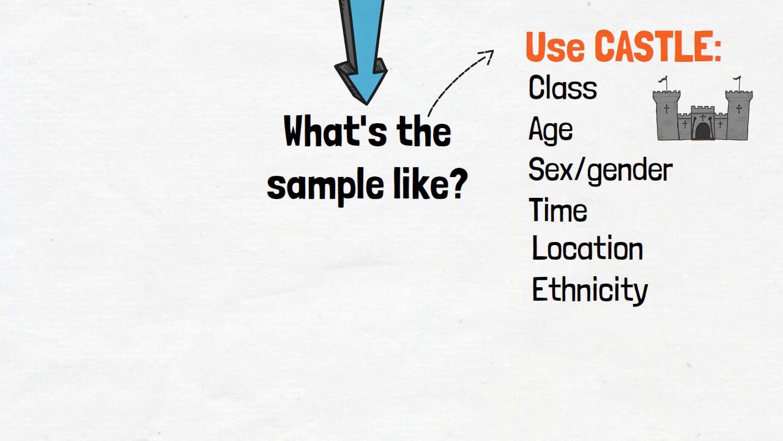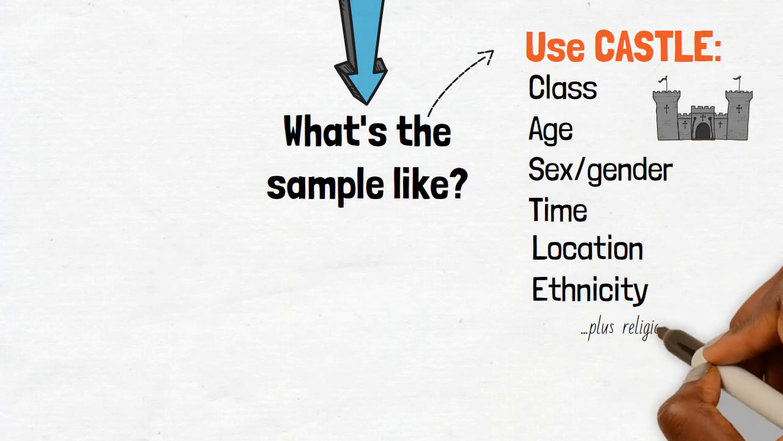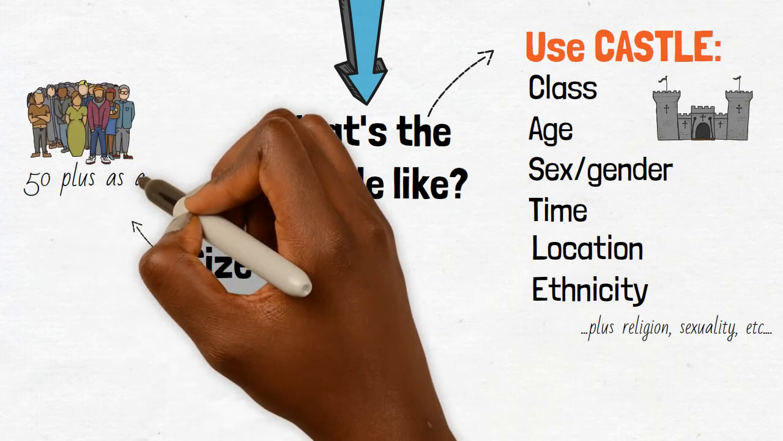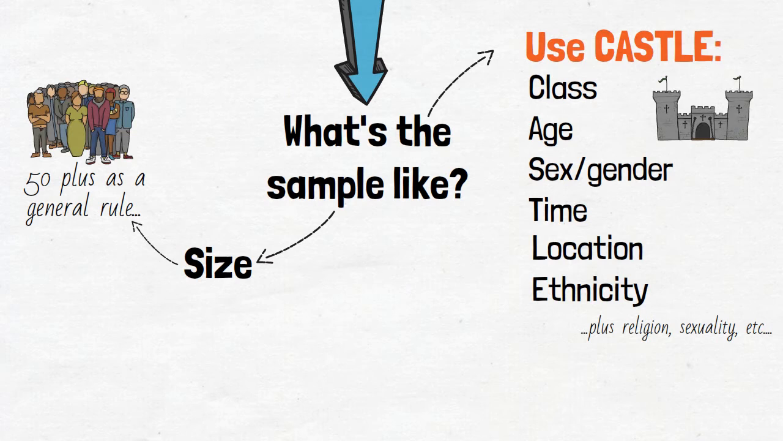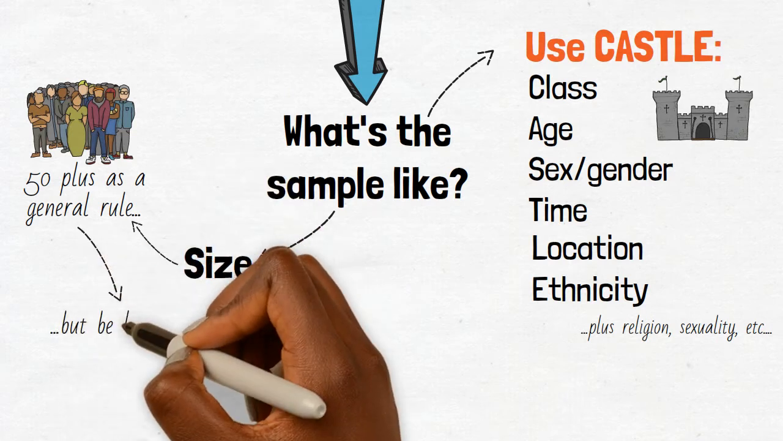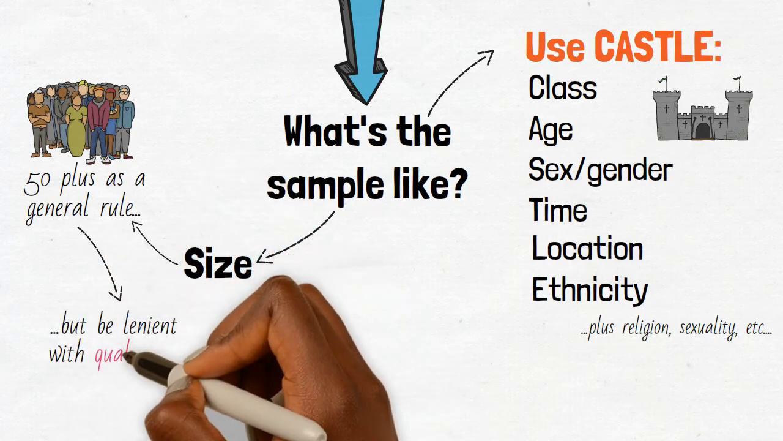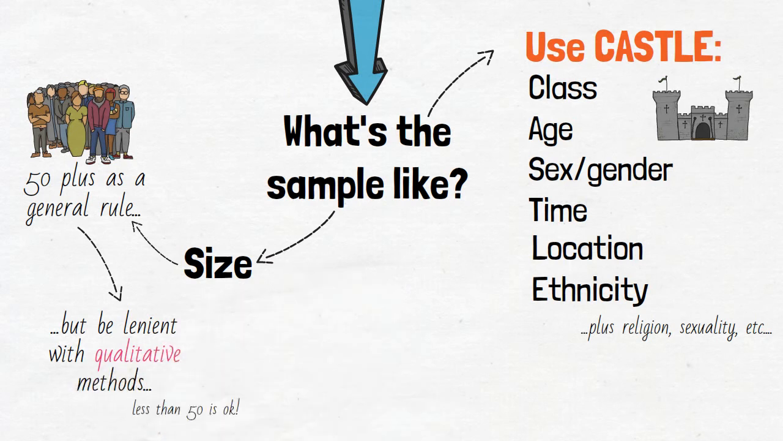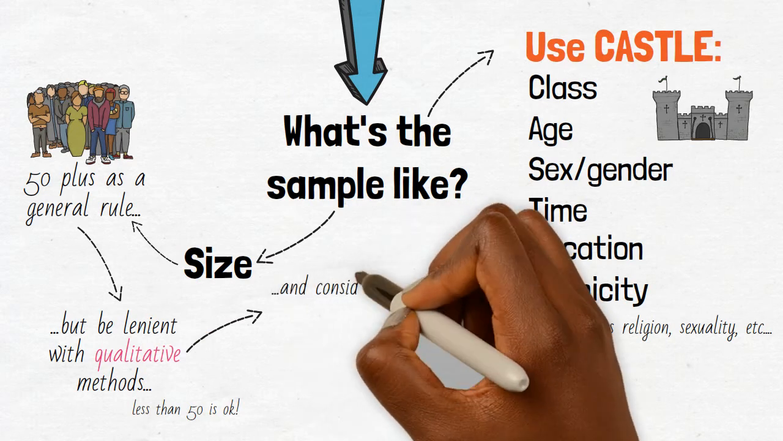You can go beyond this acronym, of course. Things like religion or sexuality might be considered, depending on the study. With regards to size, sample sizes below 50 are generally agreed to be small. However, it is important to consider context. Qualitative methods usually have smaller samples, and this is fair enough. It is time-consuming.